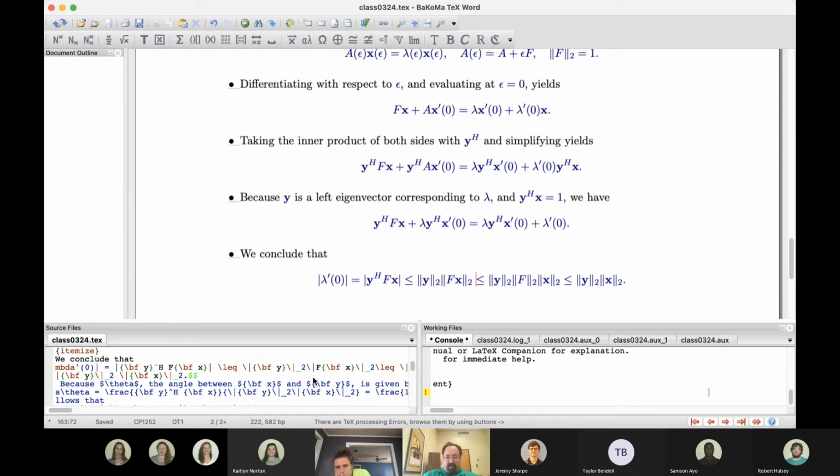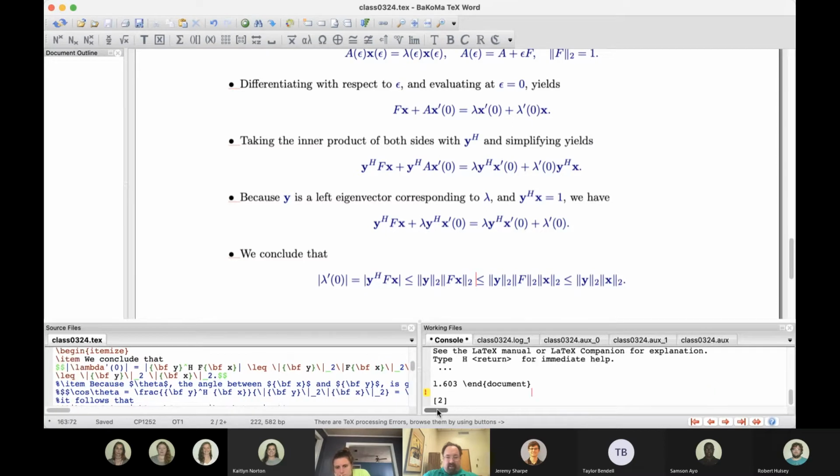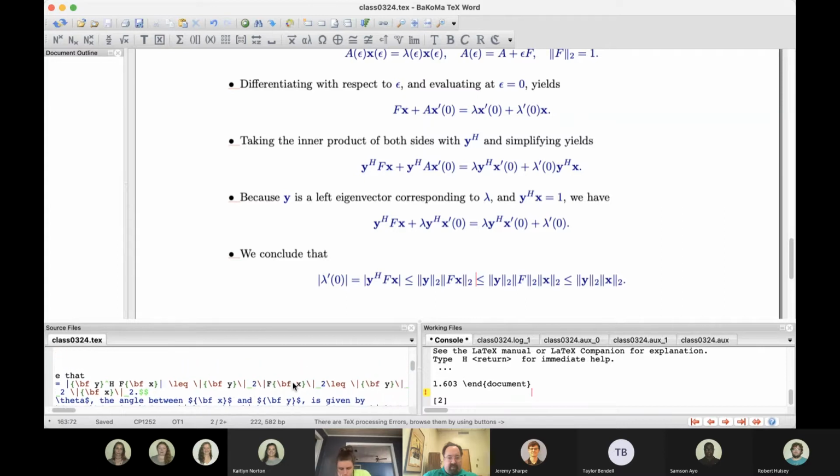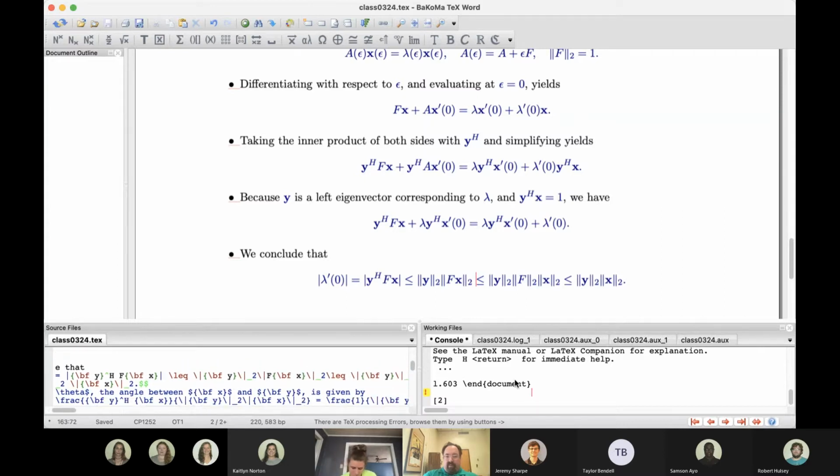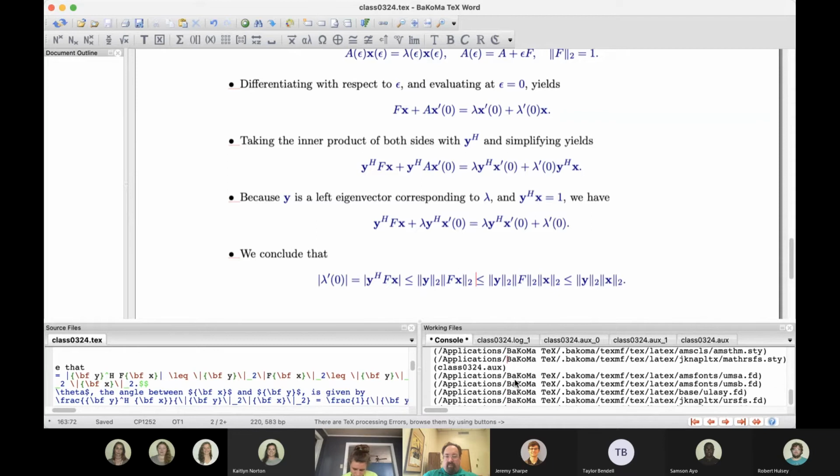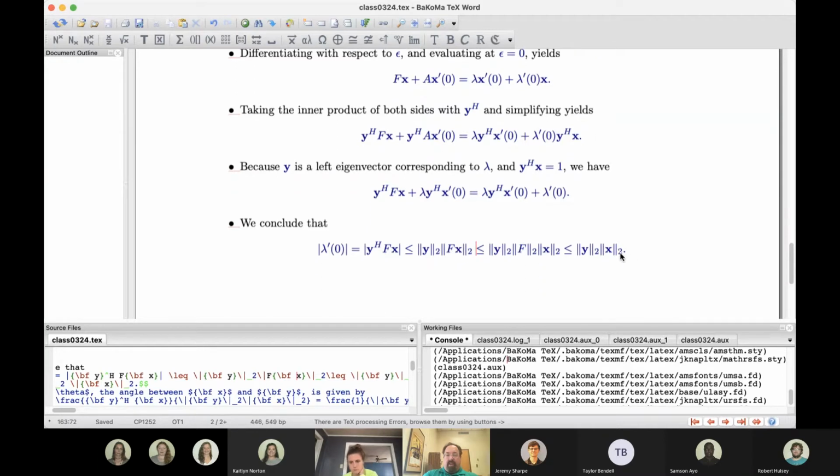Oh, there's a LaTeX error somewhere. Oh, it went away. Now these are properties of norms. Norm of fx is less or equal to norm of f times norm of x. But norm of f is 1. So now I have this.